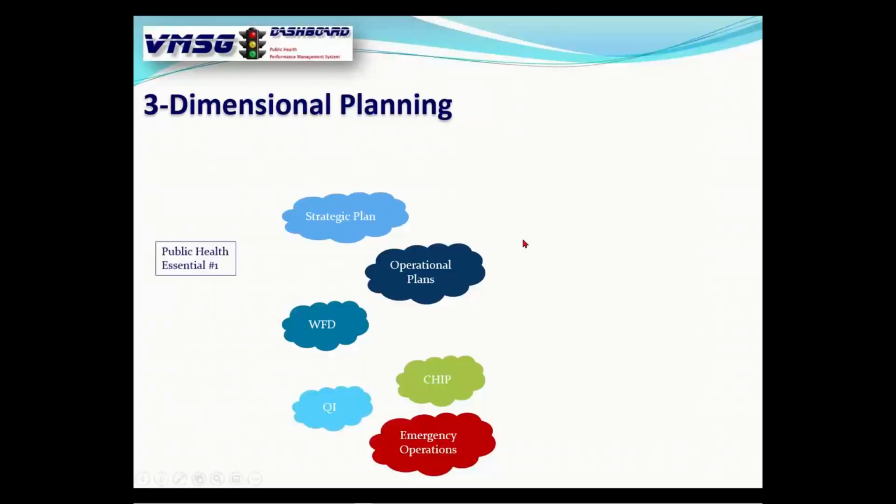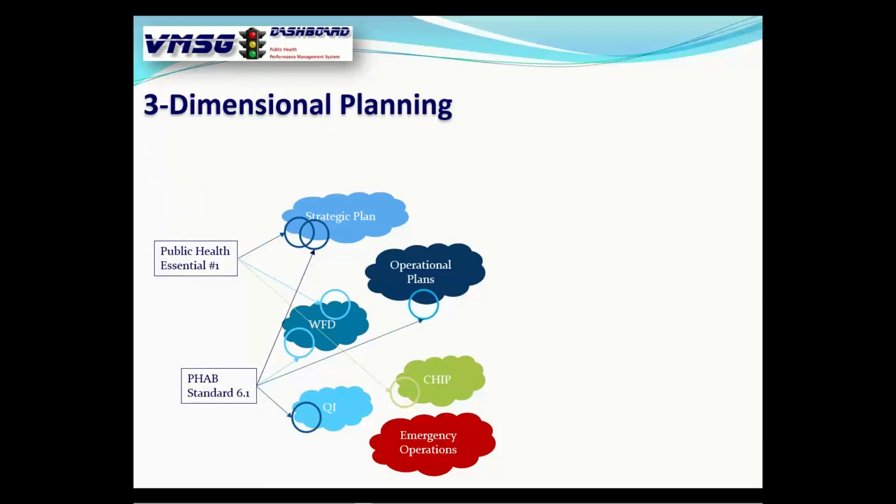So here's some examples. We already saw the public health essentials in there. You might want to look across all the different plans and say, these are all related to essential number 1. The FAB standards are in there. I can go in there and say, these are all the things that we're doing related to FAB standard 6.1.